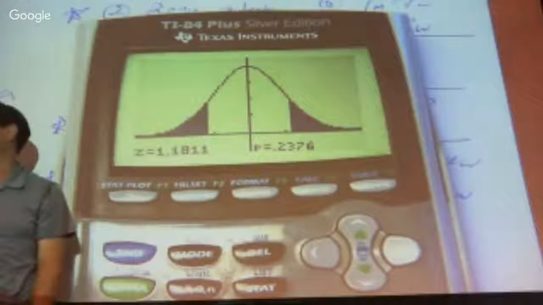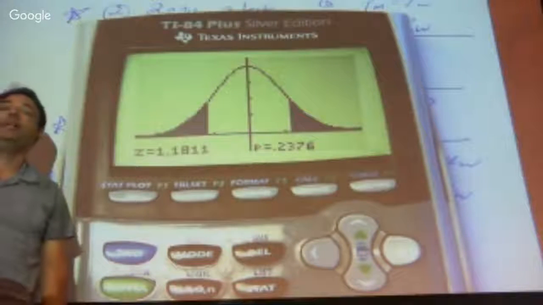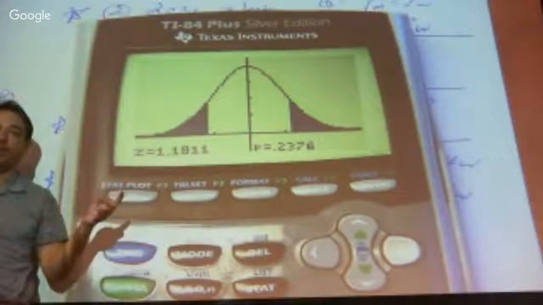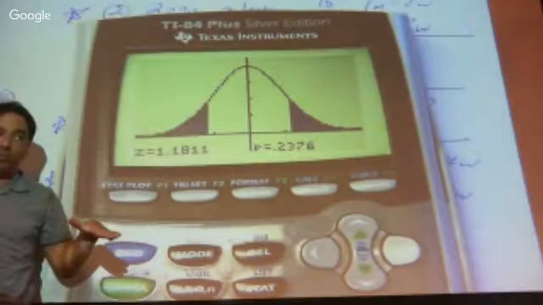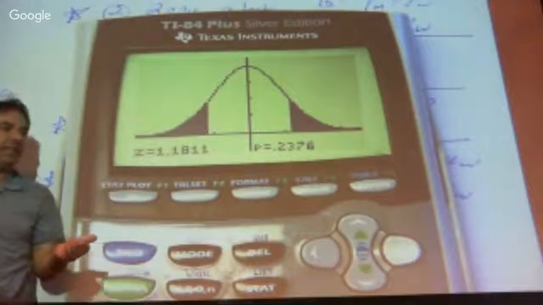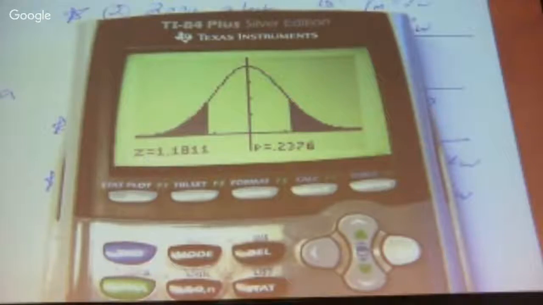Alpha is 0.10. Our p-value is 0.23, but our alpha is 0.10. So is our p-value smaller than alpha? No. So we fail to reject, or do not reject. It means the same thing.